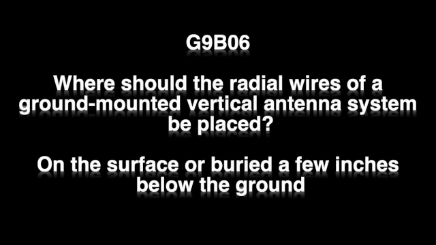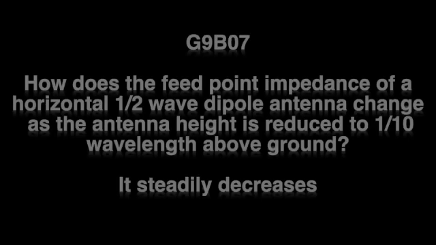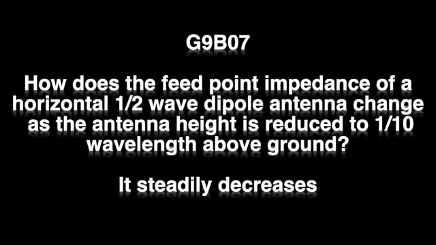G9B06. Where should the radial wires of a ground-mounted vertical antenna system be placed? On the surface or buried a few inches below the ground. G9B07. How does the feed point impedance of a horizontal 1/2 wave dipole antenna change as the antenna height is reduced to 1/10 wavelength above ground? It steadily decreases.